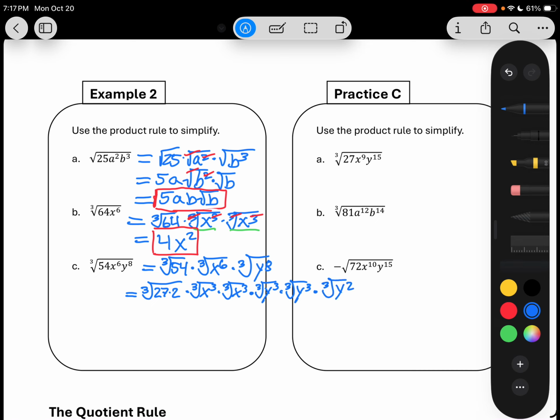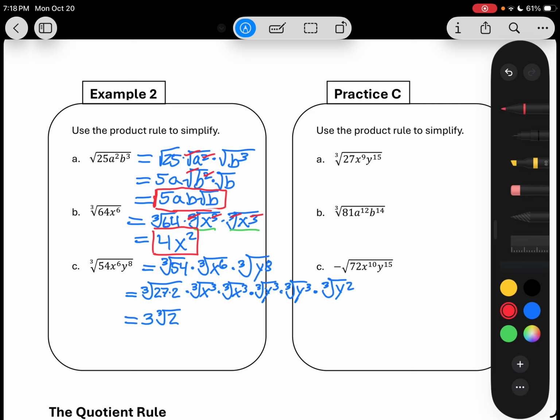So notice how I've got 3 y's here, 3 y's here, that would be 6 y's, and then I have 2 more y's to make 8 y's. So it looks real messy, but if we clean this up, we know that the cube root of 27 is 3. So that's going to be multiplied by the cube root of 2.